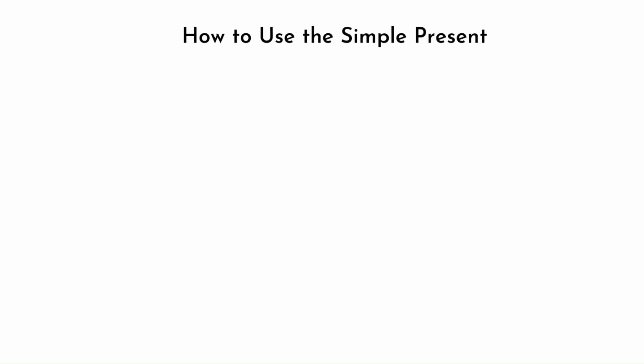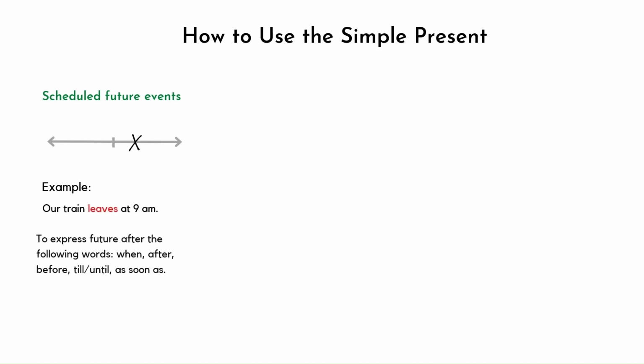How to use the present simple. Simple present tense is a grammatical tense that is used to talk about scheduled future events. For example, our train leaves at 9 a.m. To express future after the following words: when, after, before, till, until, as soon as. For example, I will see you when I come to London. Come here is in the simple present tense.